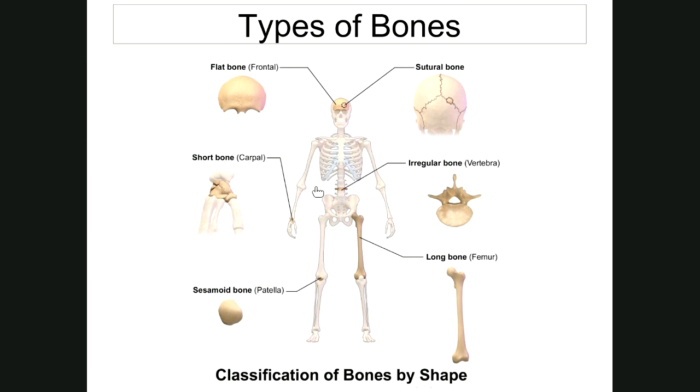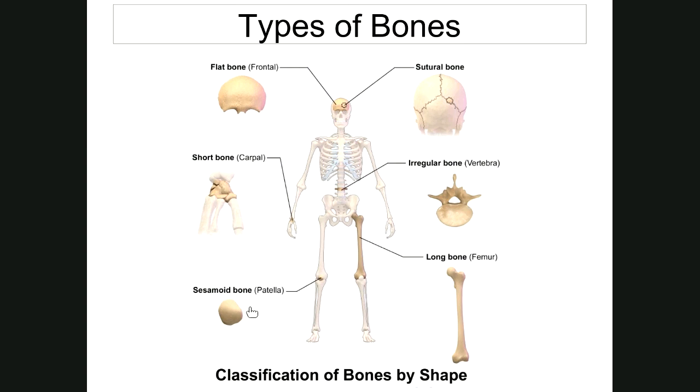Irregular bones. Irregular bones have complex shapes with short, flat, notched or ridged surfaces. Example, some bones of the skull are irregular bones, but here's a good one here, a vertebra. They match all those characteristics.